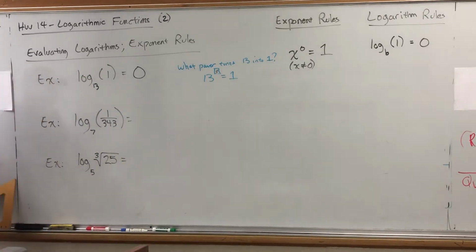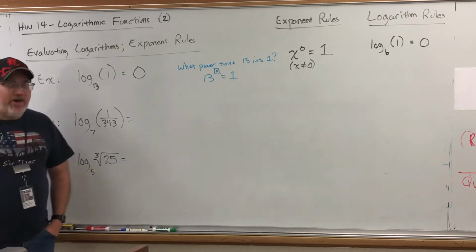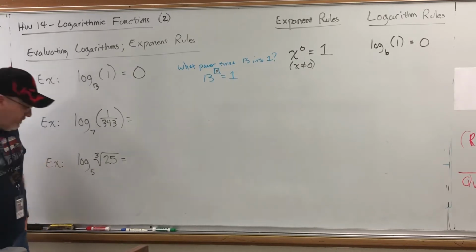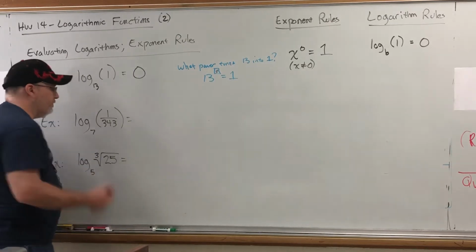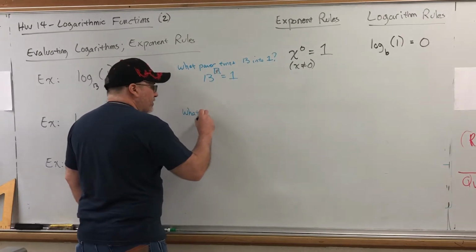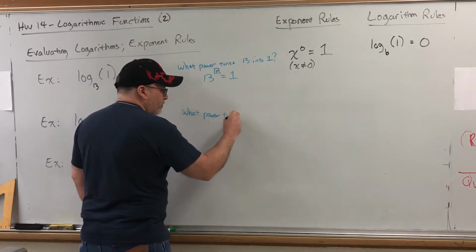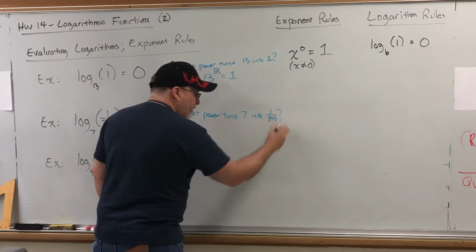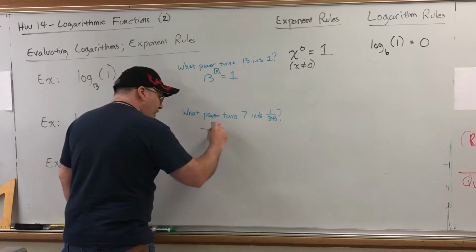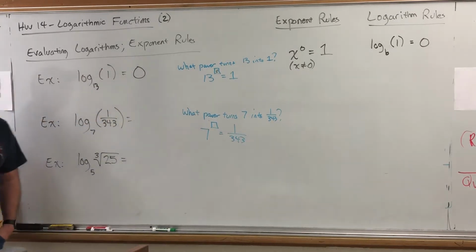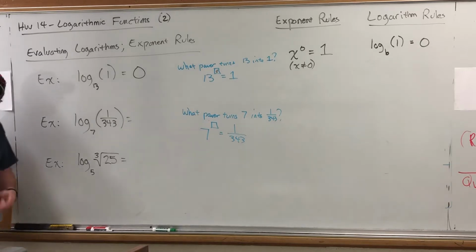Let's take a look at this next example. Log base 7 of 1 over 343. If you watched the previous video, you may recall that 7 to the 3rd power is 343. But we're not trying to get 343. We're trying to get 1 over 343. So the question we're answering here is: what power turns 7 into 1 over 343? Or in other words, 7 to what power is equal to 1 over 343? Do you think you know the answer? If you do, great. We'll see if you're right in just a moment.